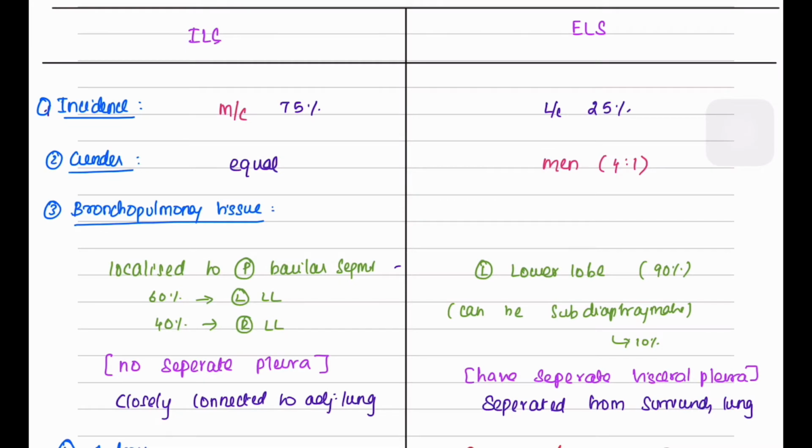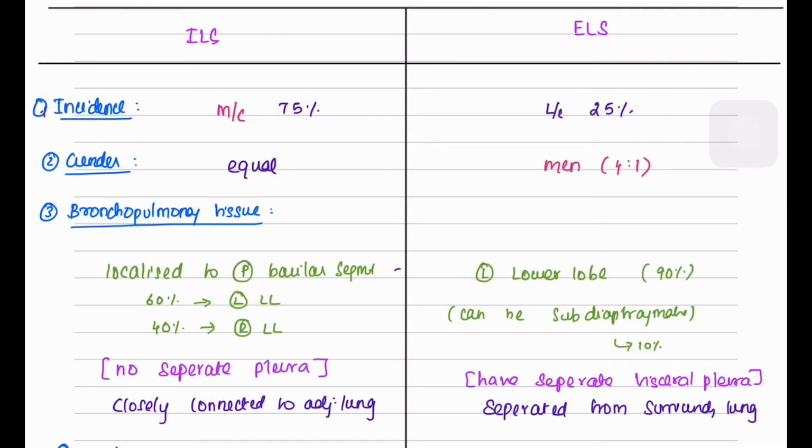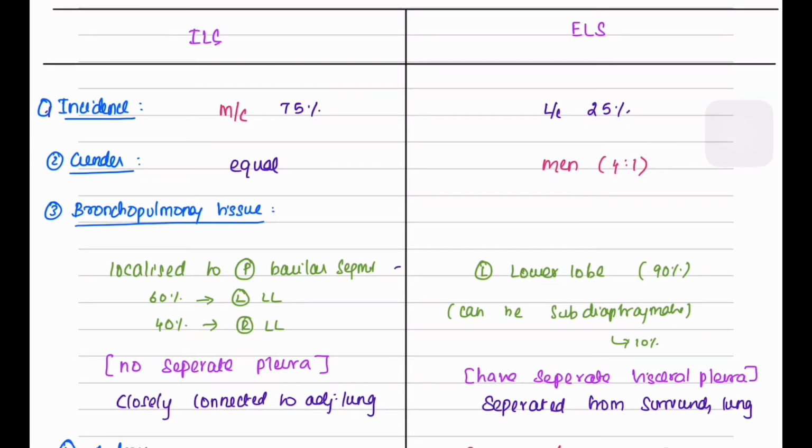Let's learn about the difference between intralobar and extralobar sequestration. Incidence. Intralobar sequestration is the most common, about 75%. Extralobar sequestration is less common, about 25%. Gender predominance. It is equal in intralobar sequestration and it is more common in men in extralobar sequestration.